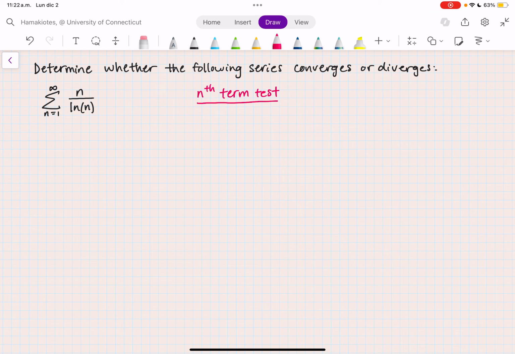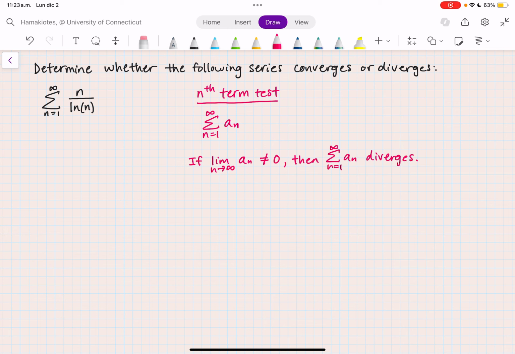So suppose we have a series, let's say we have the sum from n equals 1 to infinity of some a_n. The nth term test tells us that if the limit as n approaches infinity of a_n is not equal to 0, then the series diverges.